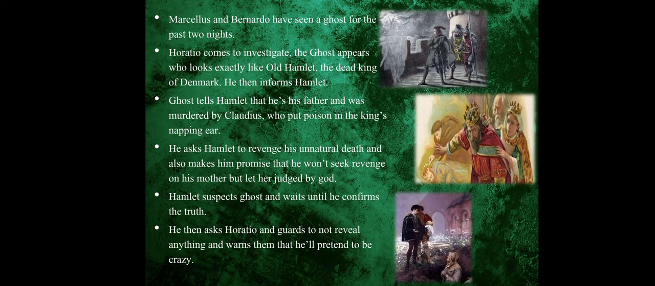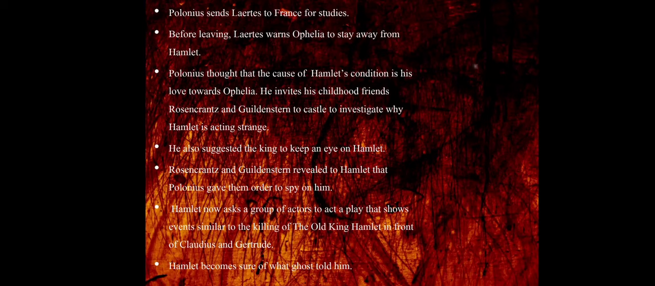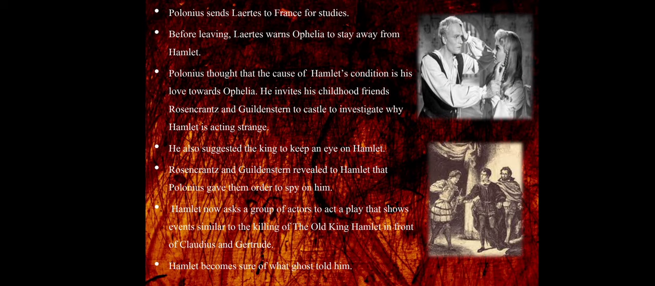Polonius then sends Laertes to France for studies. Polonius thinks that Hamlet's condition is caused by falling in love with his daughter. Claudius and Gertrude were worried about his condition. Claudius didn't even believe it at first. He then calls Rosencrantz and Guildenstern and tells them to find out what is actually wrong with Hamlet. Now everyone is after Hamlet. Polonius is also spying on him.